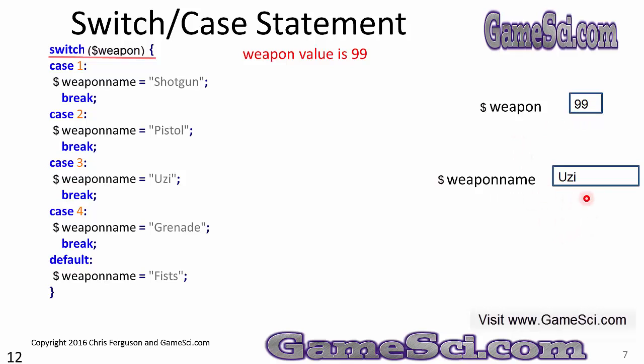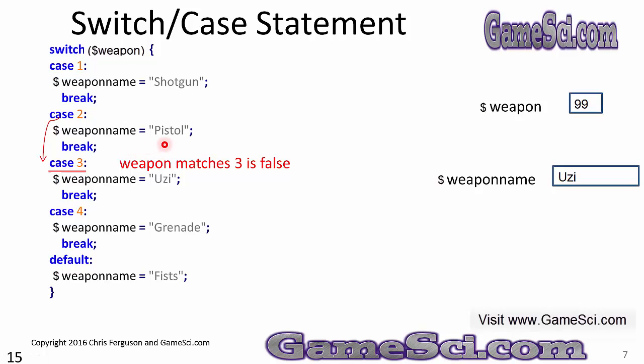I still have my Uzi from the last time this executed in weapon name. Weapon value is 99. So what I'm really switching on is 99. Compare 99 to all the different cases. Does 99 match case 1? Absolutely not. That is false. So I'll fall down to the next case and check case 2. Does 99 in weapon match case 2? That's a false statement. Once again, I'll fall down to case 3.